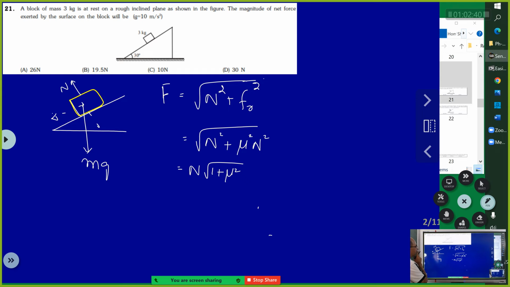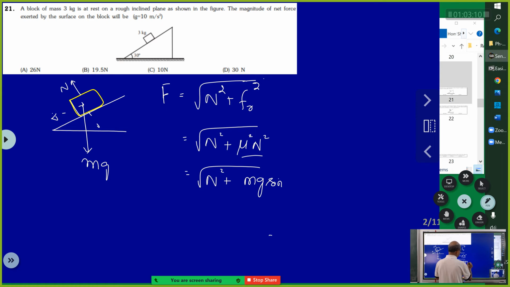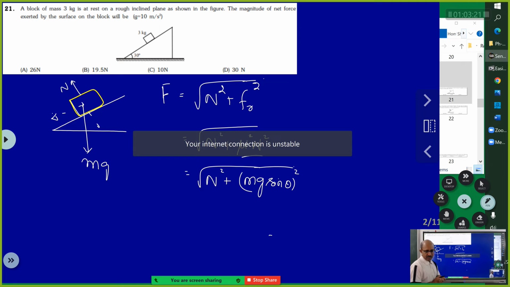But they are not given mu, no? The block is at rest, so the friction force should be equal to the horizontal force. Excellent. Since it is at rest, friction should be equal to the horizontal force. So the frictional force will simply be the square root of N squared plus (mg sin theta) squared. So this N squared plus (mg sin theta) squared is nothing but m into g. So that should be 30 newtons.